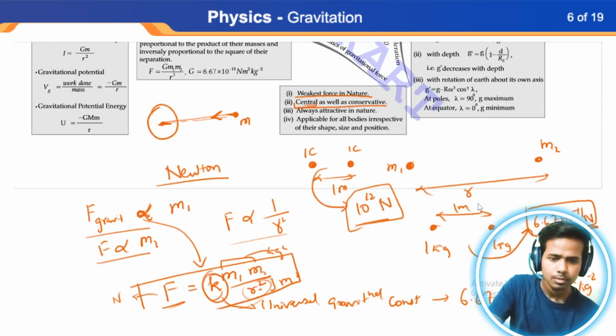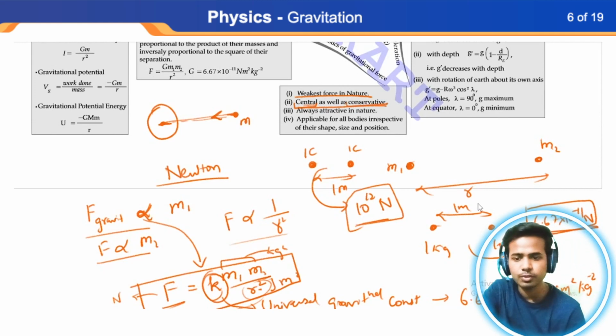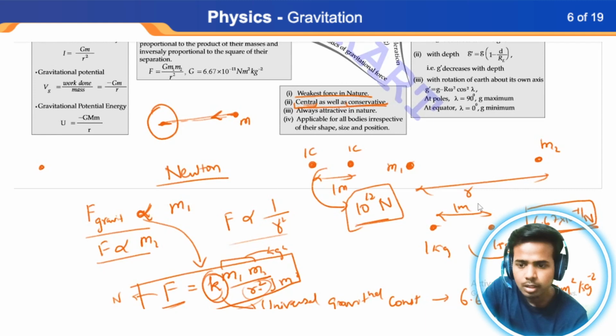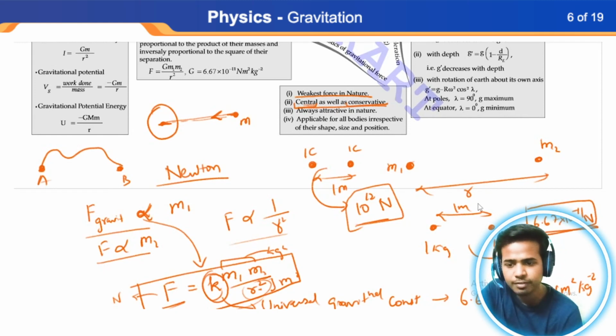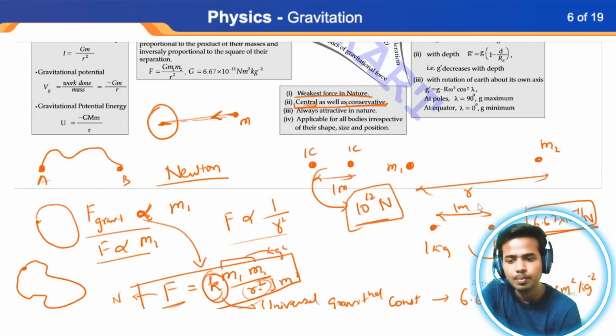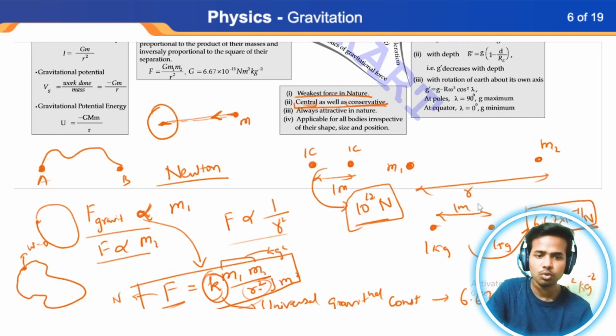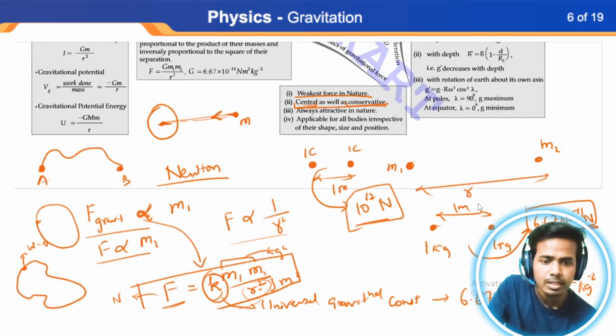And why is it conservative? First of all, what is a conservative force? A conservative force is that force in which, let's say you are going from A to B using some force which is conservative, then no matter what path you take, the work done will be the same. And if you do a closed loop, in whatever shape you close the loop, and you come back to the same point, then the work done will be equal to zero. These are the things for a conservative force, and that is why gravity is a conservative force.